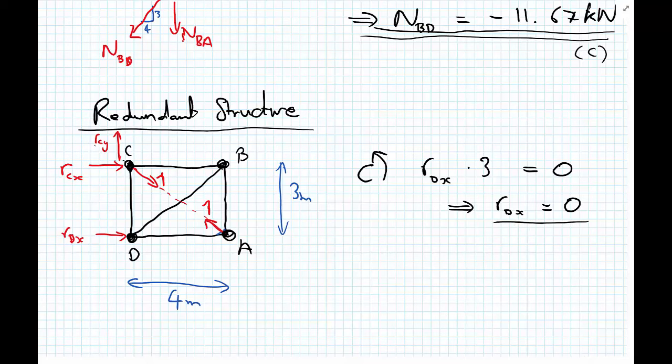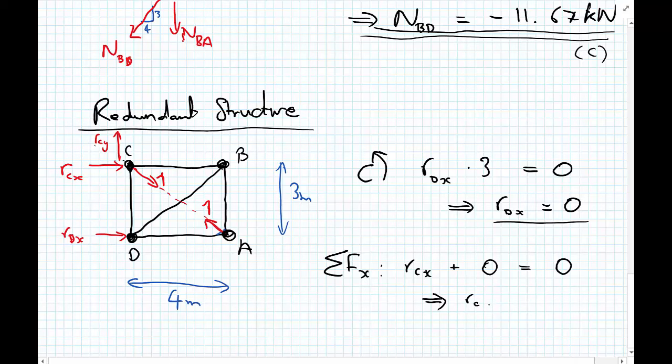So now we're going to consider horizontal equilibrium. Summing the forces in the x direction, we can see that the horizontal component of the unit load at C must be equal to the horizontal component of the unit load at A. And so we can neglect those forces. We know they cancel each other out, but we also have RCX pointing to the right plus RDX pointing to the right must be equal to zero. We've already calculated that RDX was equal to zero, and therefore the reaction RCX is equal to zero.